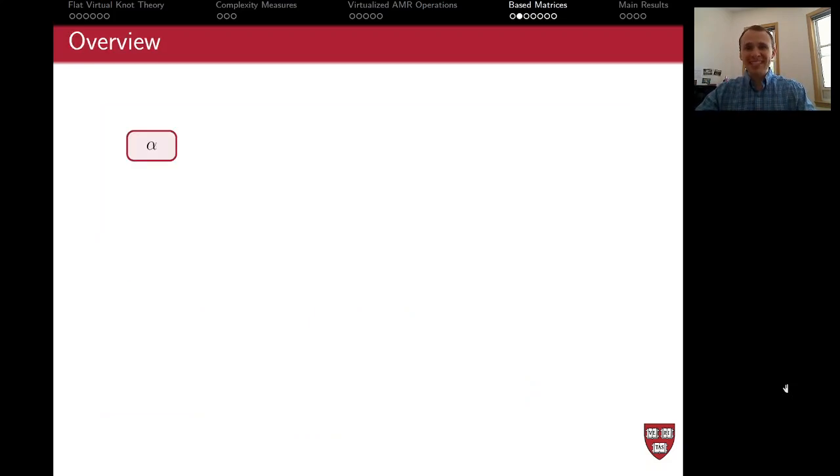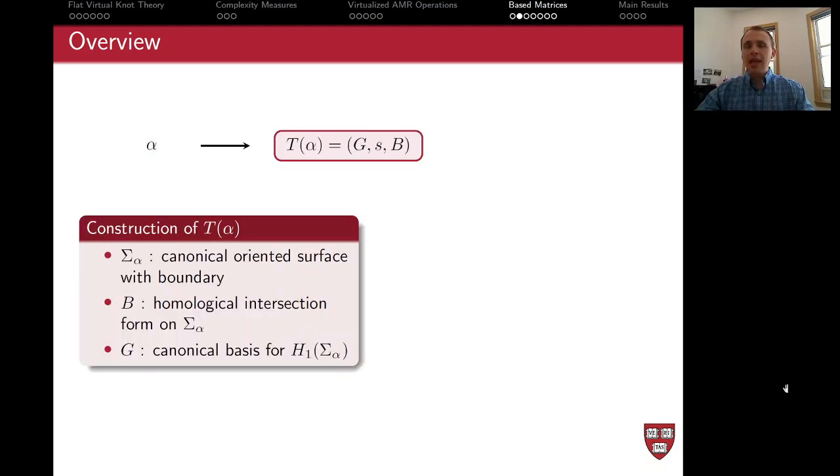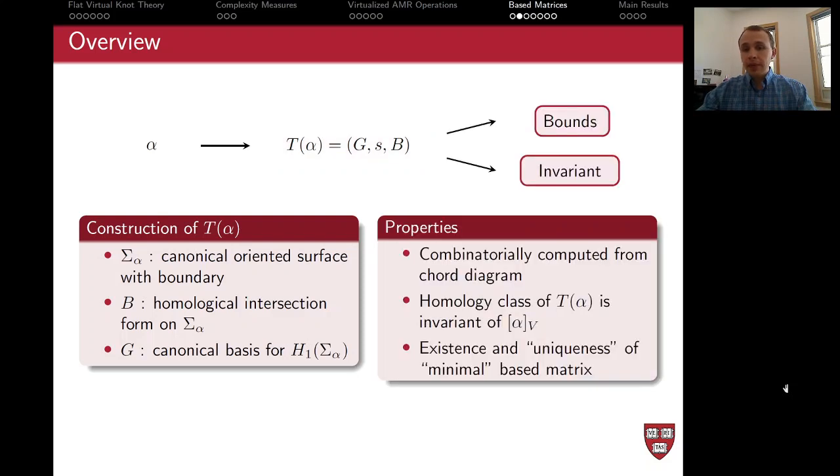So the basic idea is we have our representative, we have our chord diagram of a flat virtual knot or link, and what we're going to do is build an object from the canonical surface that you associate to the knot or link. And then we're going to look at the homological intersection form on that surface with respect to a canonical basis, which is going to come from the intersections or self-intersections or intersections between loops of that representative. And then from there, we're going to get a number of properties. So all of these based matrix constructions have something like this in common.